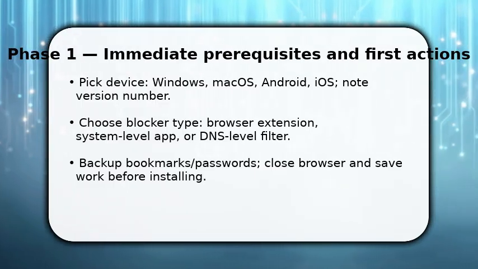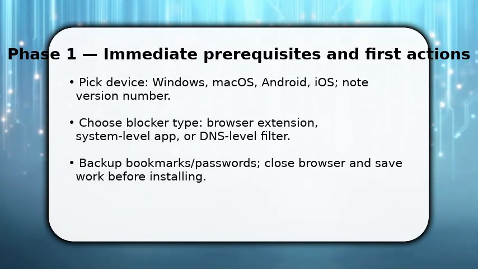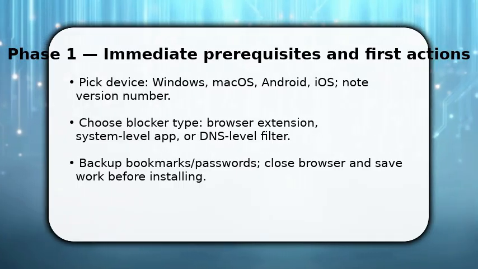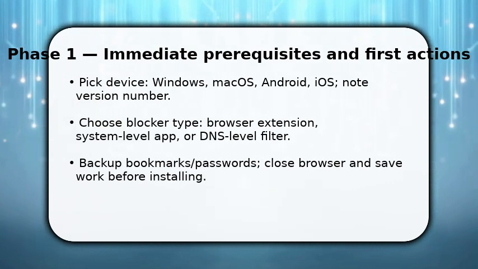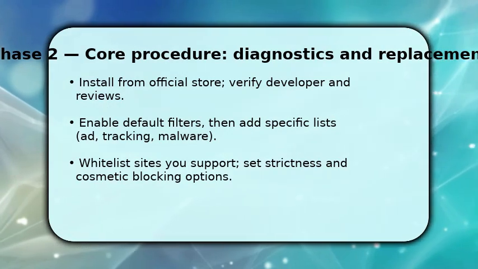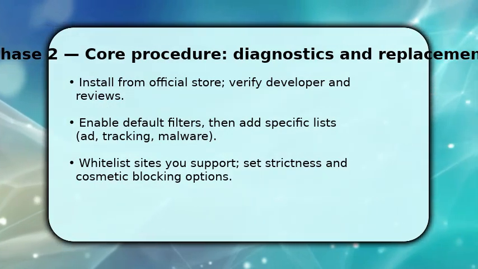Now open your chosen store or extension catalog, search the blocker name, and inspect permissions. This shows why it needs access and helps you pick a reputable option. You install from the official store and confirm the developer and review history to reduce risk.